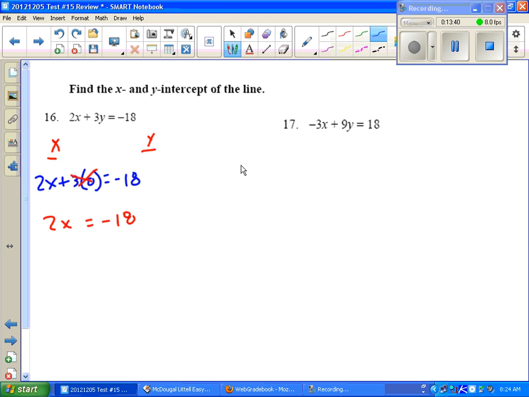Get rid of 2 times x by dividing by 2. That'll cancel and leave you with just x. If you do it on the left, do the same thing on the right. Your x-intercept is negative 9.